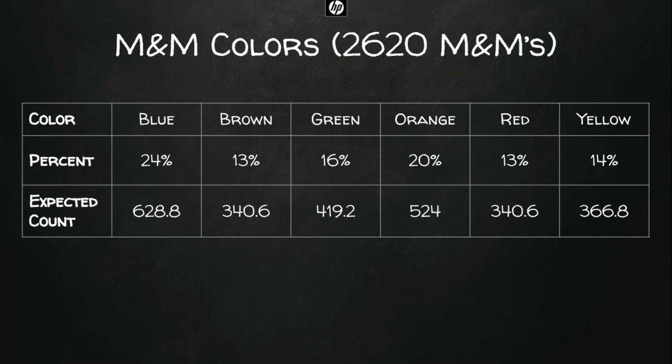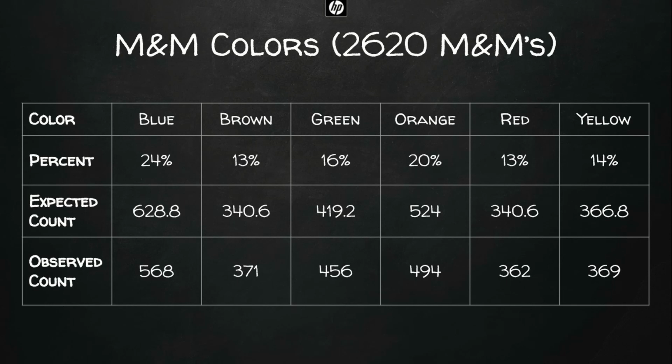Now, when we counted the different colors, we observed these numbers. There were 568 blue and so forth. The question we're asking is, does the observed counts match the distribution of expected counts?